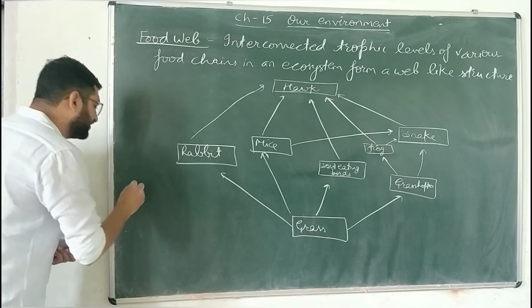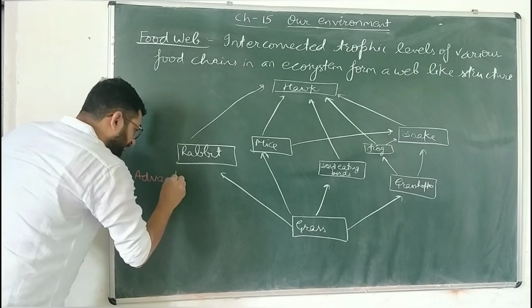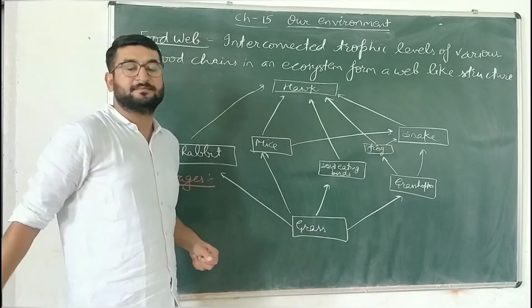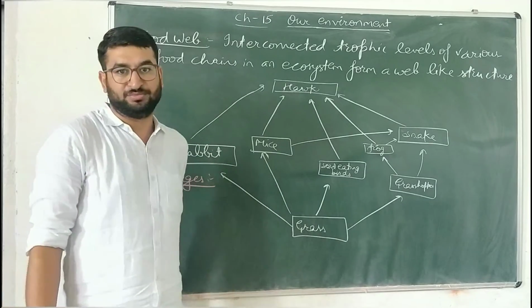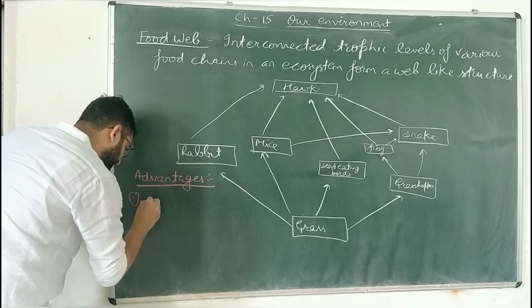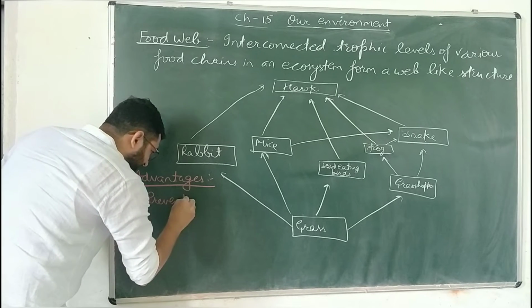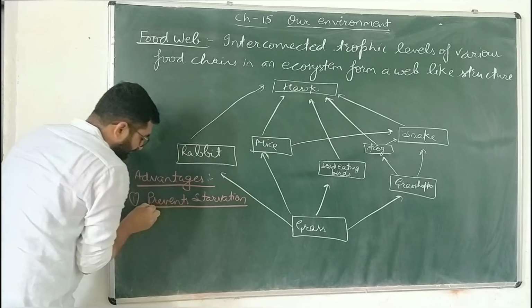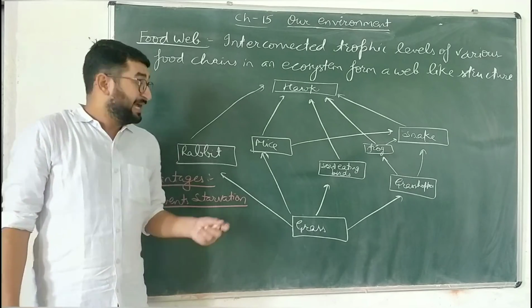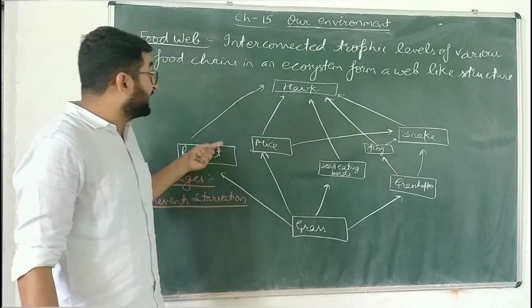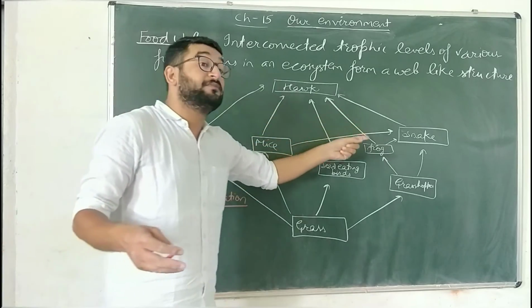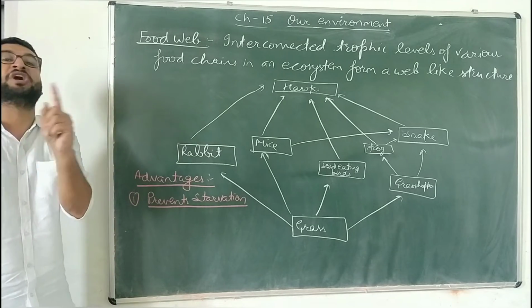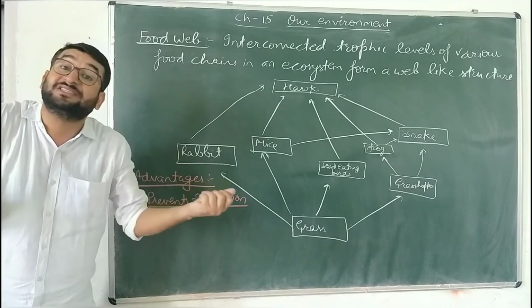There are certain advantages of food web over the food chain. Food web के कुछ फायदे हैं बच्चों. First one, it prevents starvation. Starvation means bhook. As the interconnected food chains, interconnected trophic levels will allow our organism multiple options of food, so that organism does not easily undergo starvation. That organism does not face starvation.